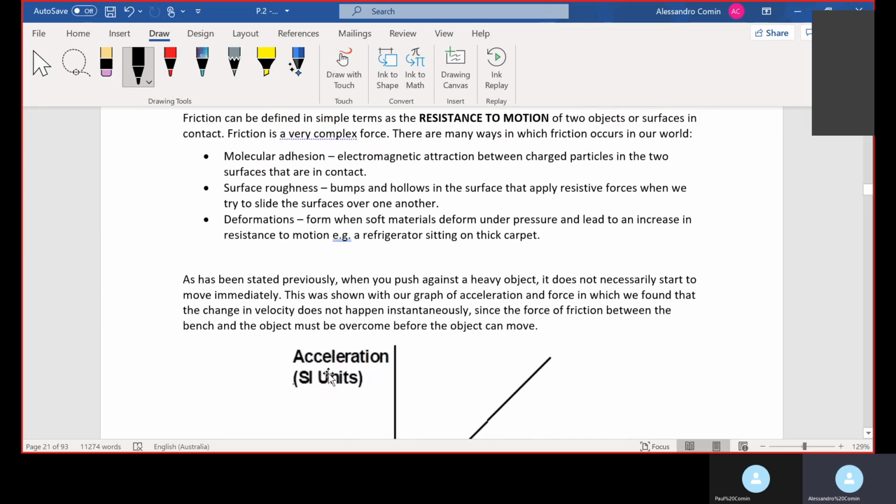There are many ways that friction is caused. These are the 3 main ways. If you're interested, please read about them. It's very interesting. But the only one that we really care about is surface roughness. And the measure of surface roughness is called the coefficient of friction. And we'll see that very soon.